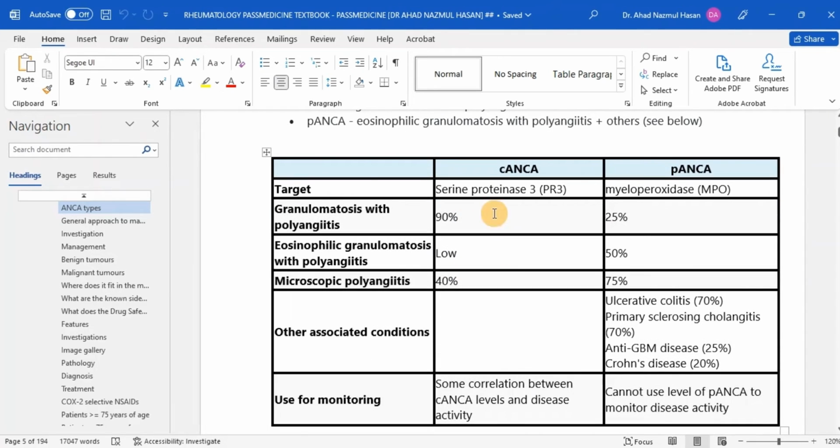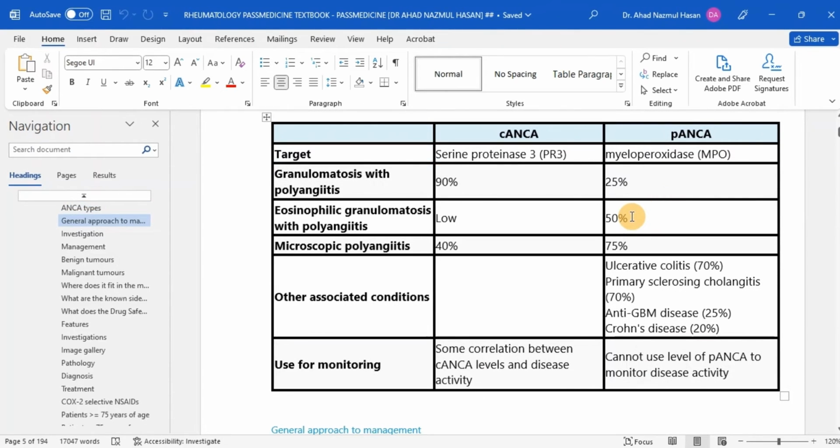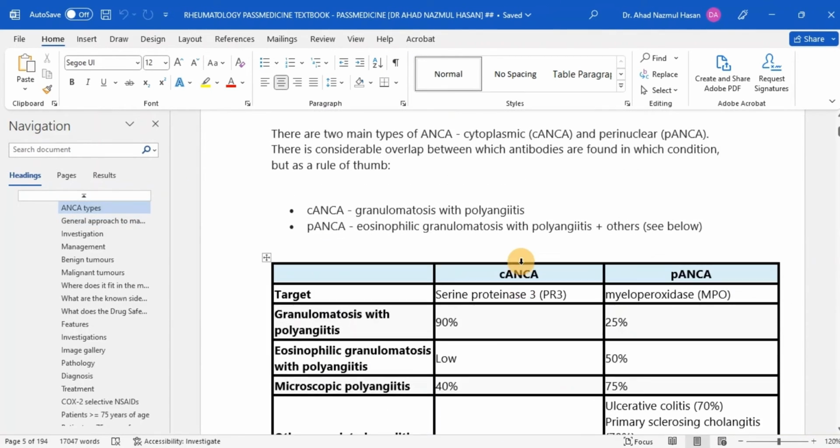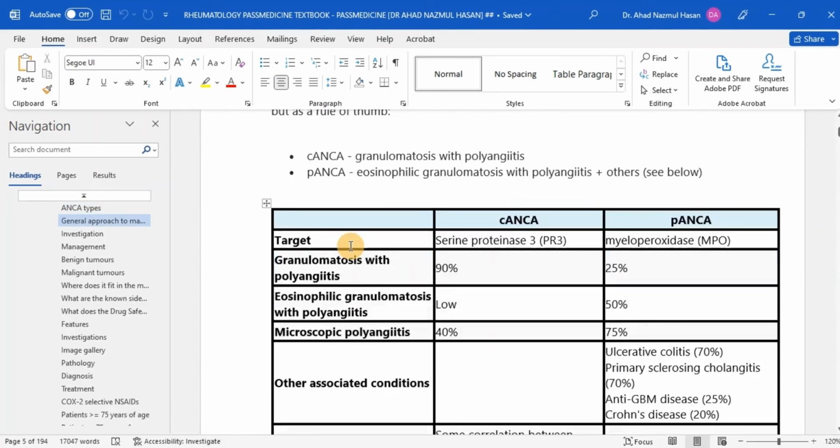And this chart is important. C-ANCA is predominantly associated with GPA, and P-ANCA is predominantly associated with MPA, CSS, and PSC, as well as ulcerative colitis. And the target for C-ANCA is PR3, and for P-ANCA is MPO.